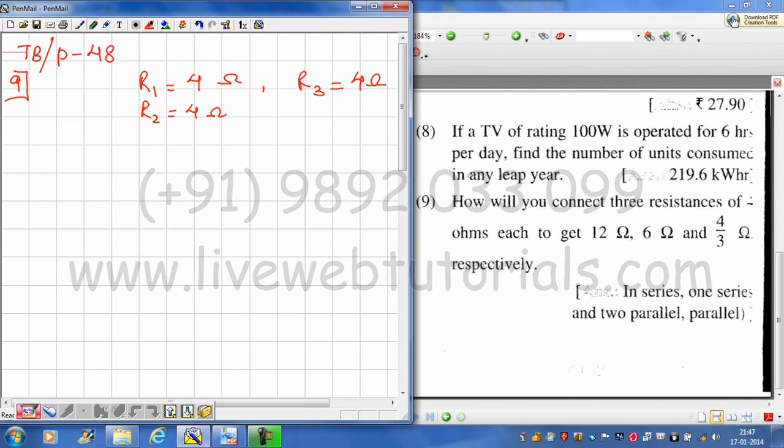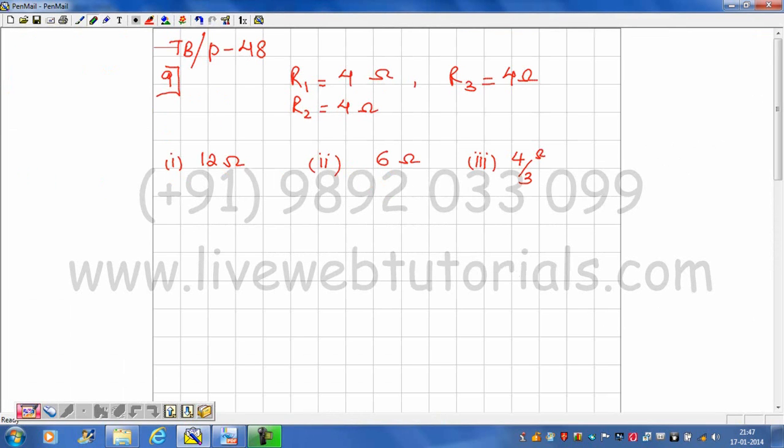Now we are supposed to connect them in such a way so that we get 12 ohms. This will be the first part. In the second part, we have to connect it in such a way so that we are getting 6 ohms resistance. And the third way in which we are supposed to connect is to get 4 upon 3 ohms. So there are 3 different parts in the same sum. Obviously, the first part is very simple to understand. There are 3 resistances, 4, 4 and 4, and I'm supposed to get the total resistance of 12 ohms.